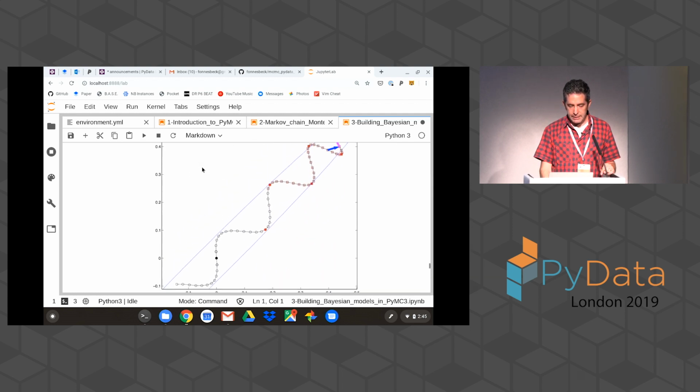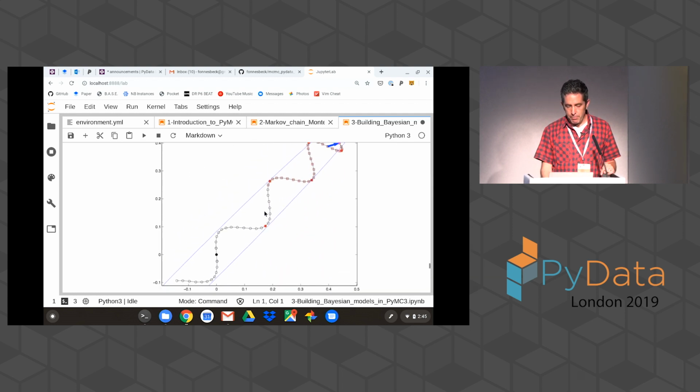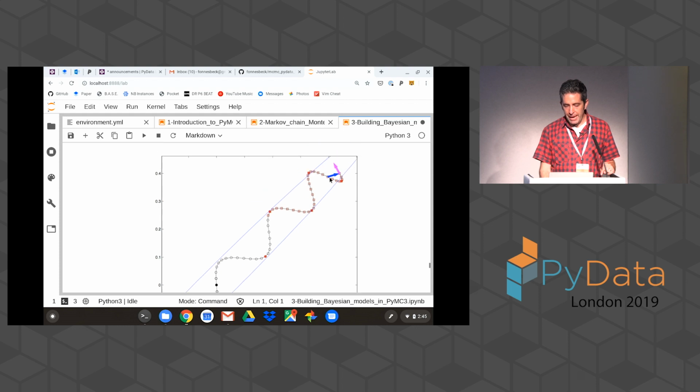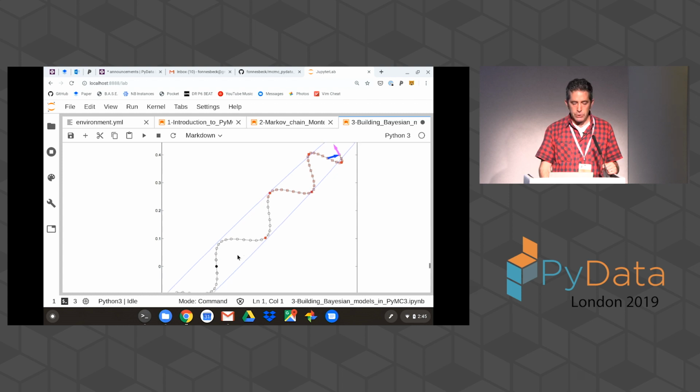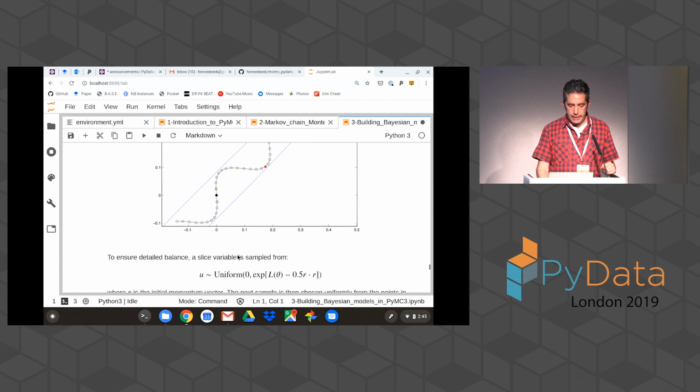So this is kind of the idea here: it will sample until it starts curving back, until those make a perpendicular angle, and then we'll sample randomly from this chain to get a valid point. Okay. So you don't have to do any manual tuning of step size or path length.